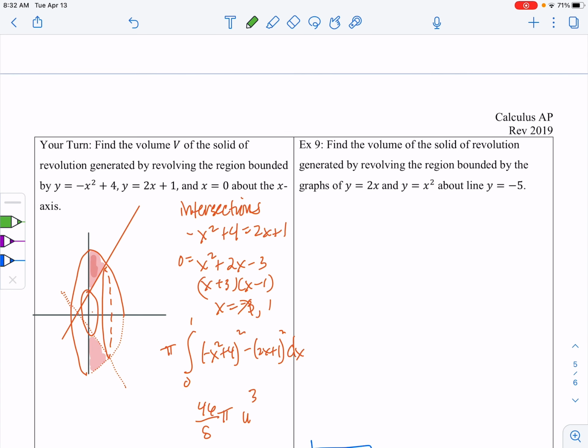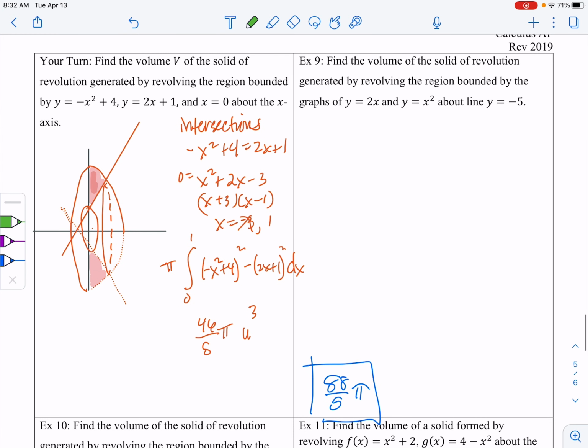Find the volume of the solid of revolution by revolving the region bounded by the graphs of y equals 2x and y equals x squared about the line y equals negative 5. Oh, this is good. The line y equals negative 5 is parallel to the x-axis, so it's the same as rotating around the x-axis. So let's draw my region. This is down here at negative 5. My graphs are y equals 2x and y equals x squared. So it's this region rotated around that.